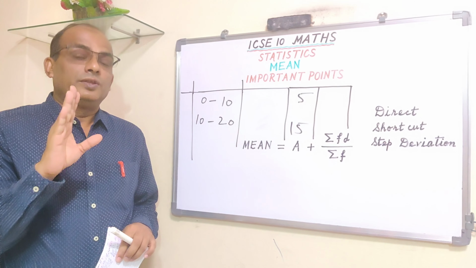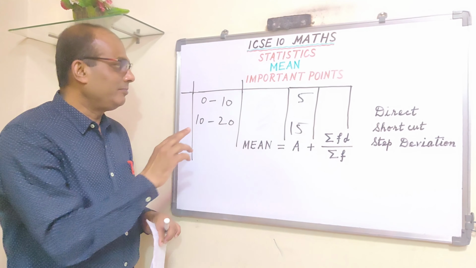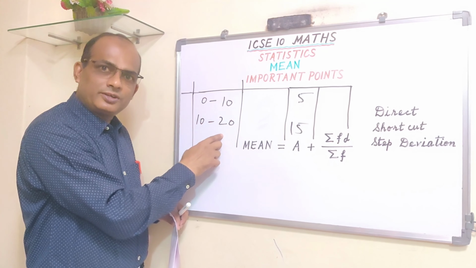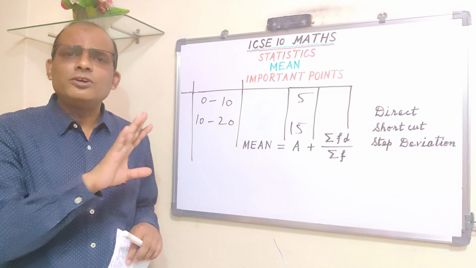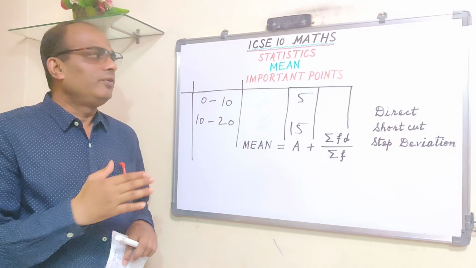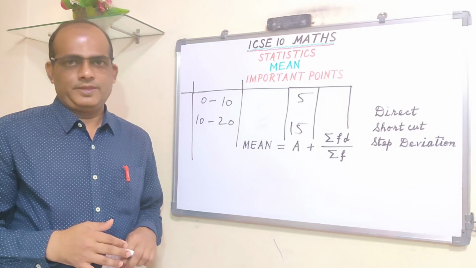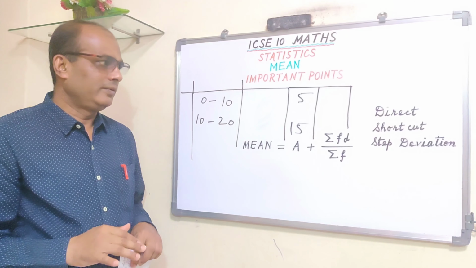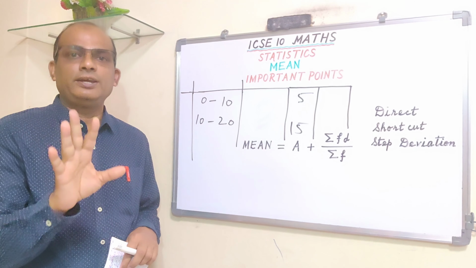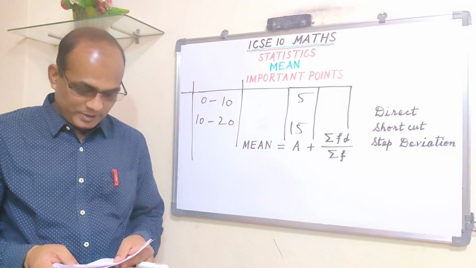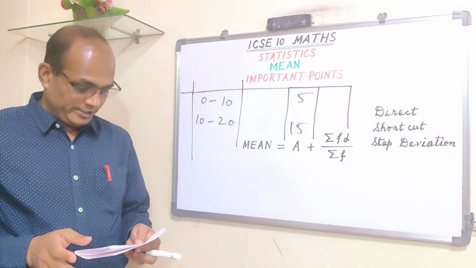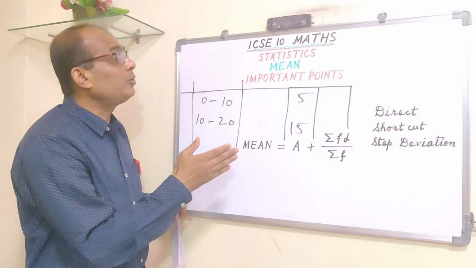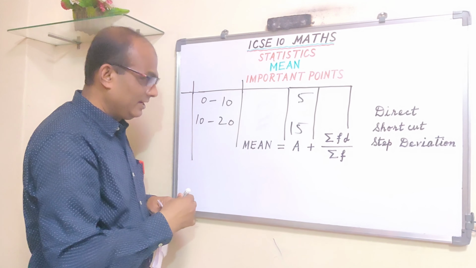Now the class mark, when you're finding it out, sometimes the classes are continuous, sometimes they are not continuous. It's okay, fine. You need not make the classes continuous when you're finding out the mean. So the second point is you find out the class mark or the mid value. The third point is, this is your class mark, right?